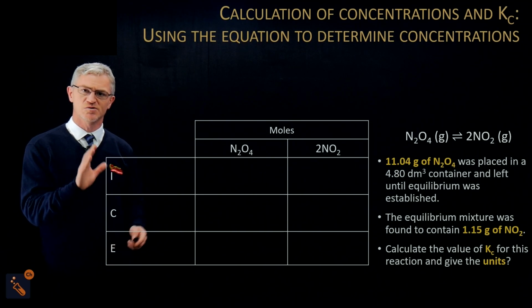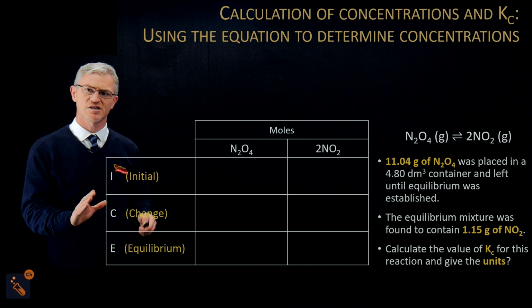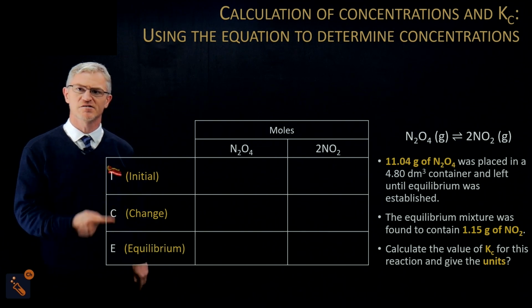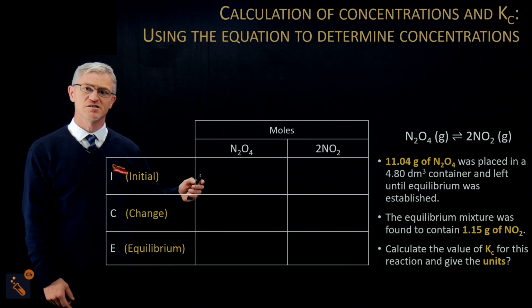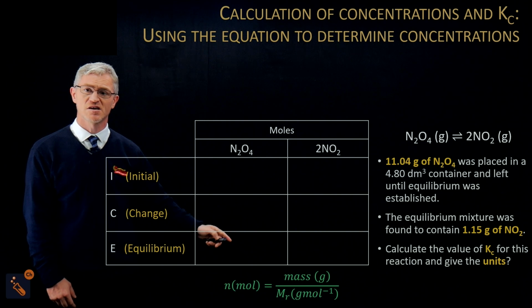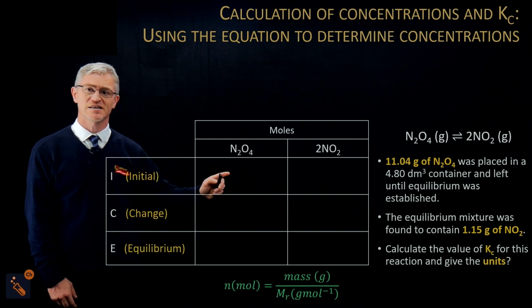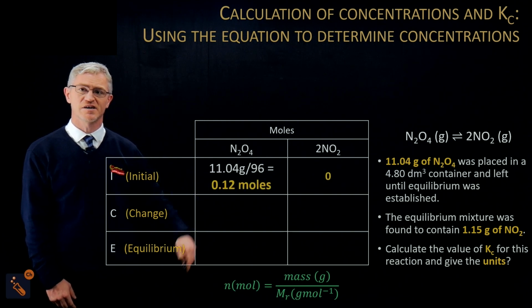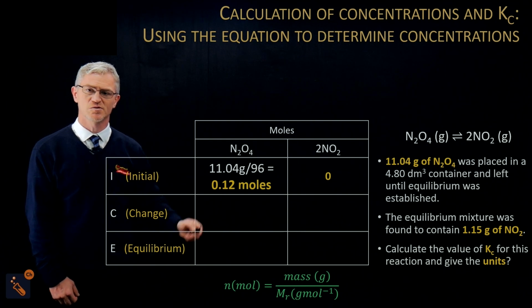So we've got our ICE table. Now the ICE table is initial, change and equilibrium. So we've got it down here. And all we're going to do is take the numbers from the question here, so 11.04 of N2O4, and we're going to divide it by its molecular mass. And that's going to give us the initial amount of N2O4, which is 0.12.